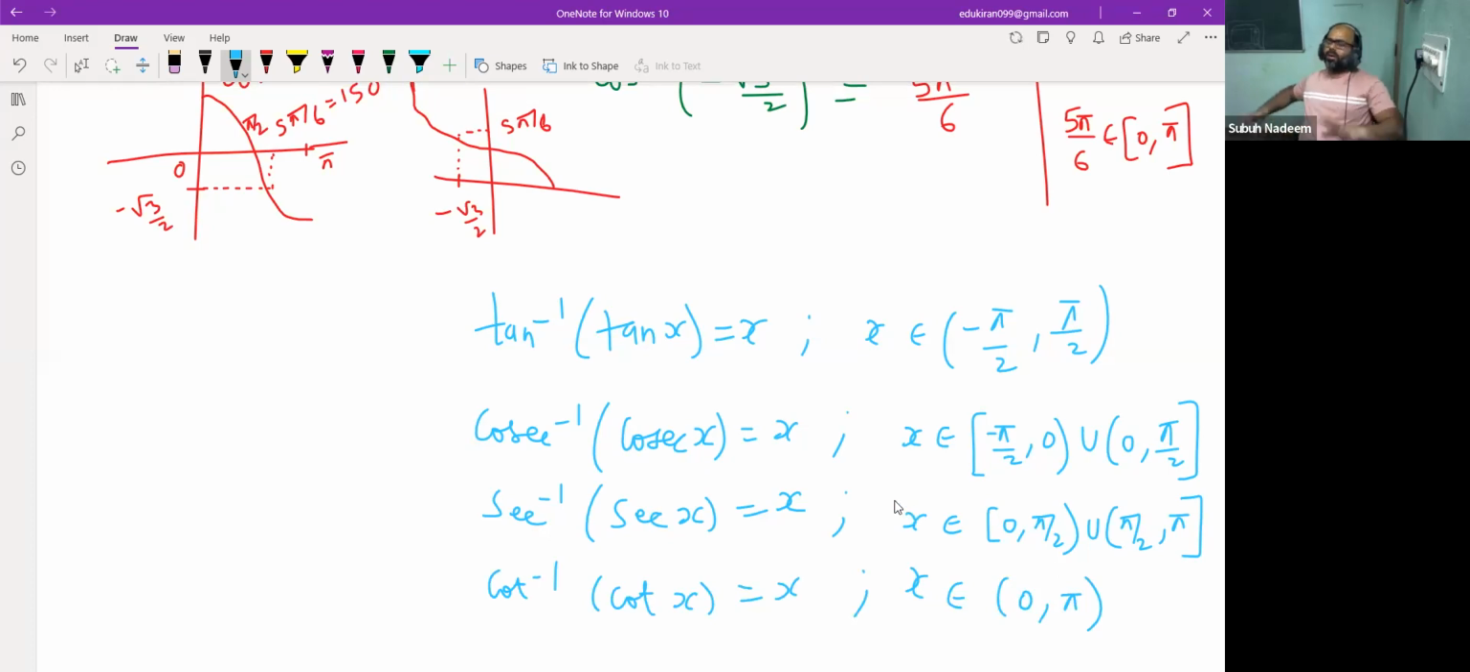So in the JEE class, I will also give you the graphs of these: sine inverse, sine x, cos inverse, cos x, tan inverse, tan x, and all of this, which is required in JEE. It is not required in CBSE, but this much is required in CBSE. So the JEE class, which will be on Wednesday, I'll give you the graphs of this.